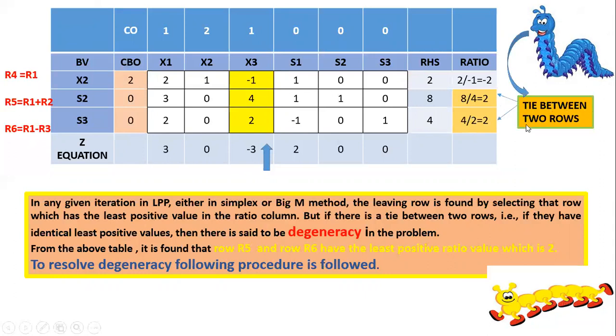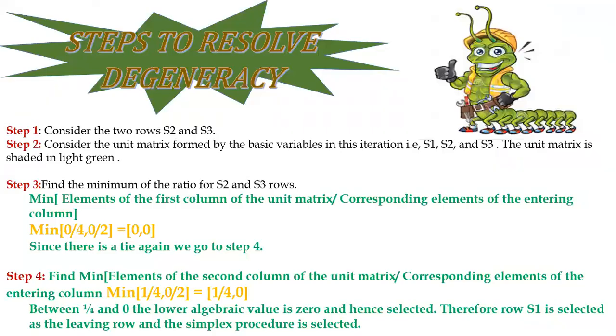So there is a tie between these two rows. So whenever there is a tie between the two rows for leaving that row, then that type of problem is called as degeneracy problem. So here there is a tie between the row 5 and row 6. So it is a degeneracy problem. So to resolve degeneracy, some procedure has to be followed. Let's look into the procedure.